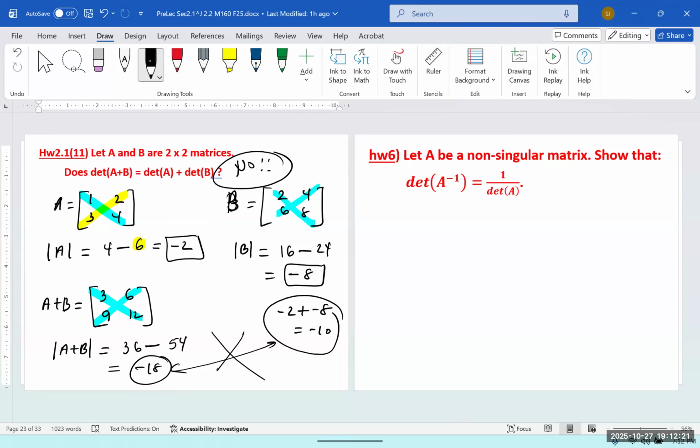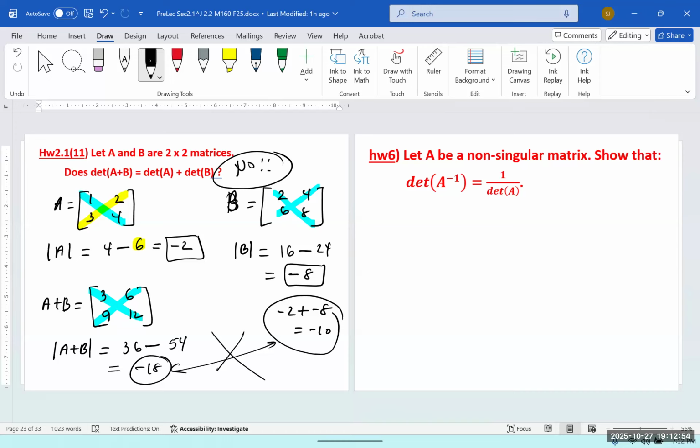It says the determinant of the inverse is the reciprocal of the original determinant. Prove that the determinant of the inverse matrix is the reciprocal of the determinant of the original matrix. It's a fun proof. Any idea how you start?